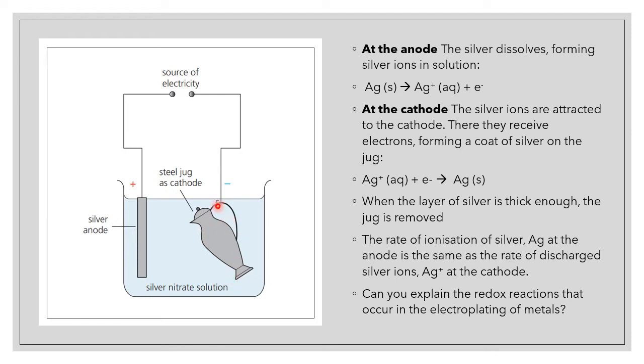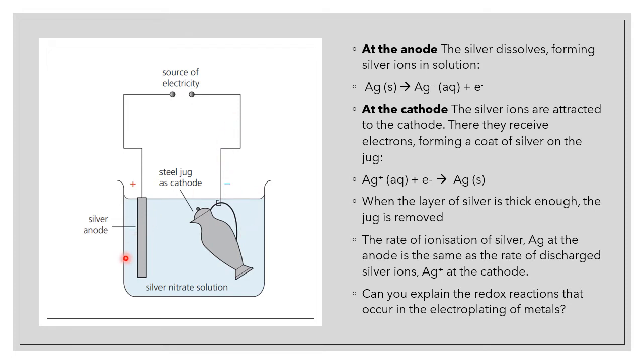So the steel jug wants to be electroplated with silver. Therefore, silver metal will act as the anode and is connected to the positive terminal of the battery, while the steel jug is connected to the negative terminal of the battery and acts as the cathode. What happens at the anode and cathode?